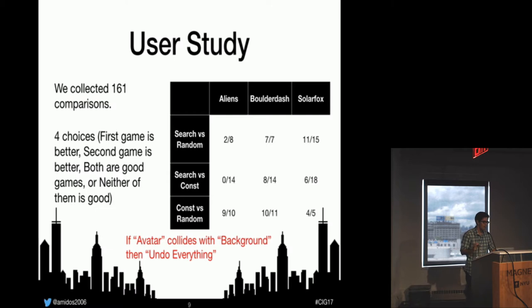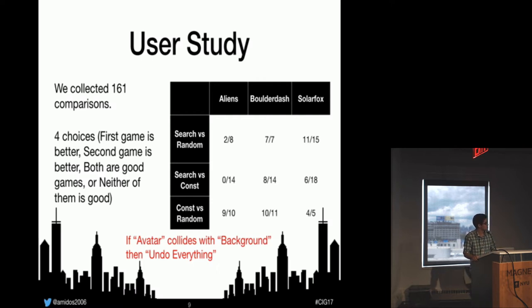And we hypothesized that the search-based generator should have better games than the constructive, and the constructive generator should have better games than the random. And for the most part, we found this to be true, except for in the Aliens game, which was very particular. We had 3 different games for Aliens for the search, the constructive and the random, and then 3 different games for Boulder Dash and 3 different games for Solar Fox for each generator.